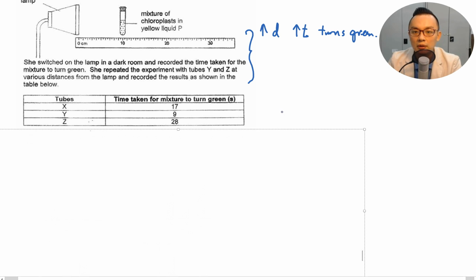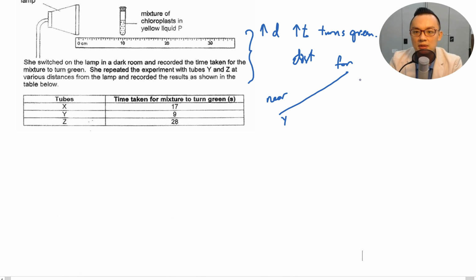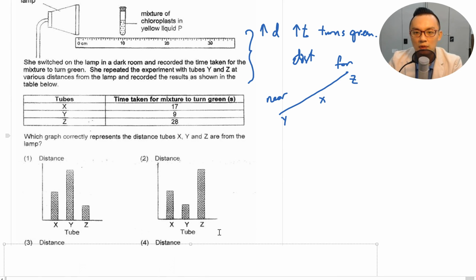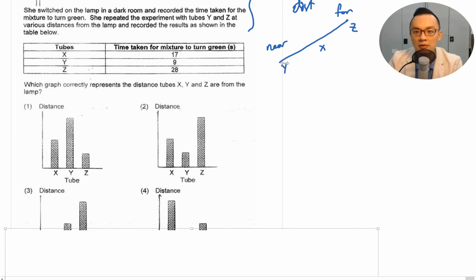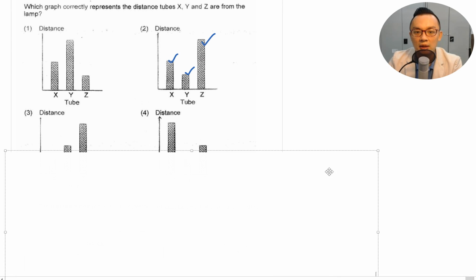So I want you to draw this line that shows distance, all right? So distance from near to far. So nearest would be Y, furthest would be Z, and X would be in the middle. So with this, let's look at the answers and see which one is correct. So nearest is Y, middle is X, furthest is Z. So this is correct. Let's look at the others and make sure that we are on the right track.